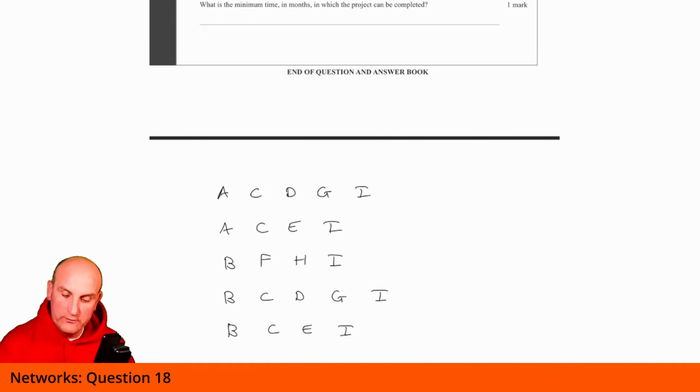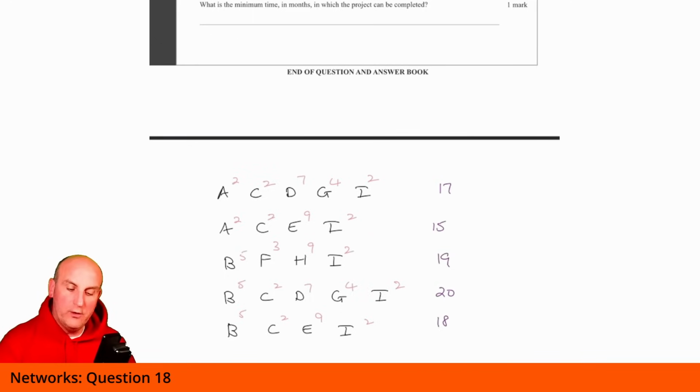Right, now what do I do? I write all the lengths on there. So A was 2, B was 5, C was 2, D was 7, E was 9, F was 3, G was 4, H is 9, and I was 2. So now working my way through all of those paths, when I added all those together, I got that this path took 17, this took 15, 19, 20, and 18.